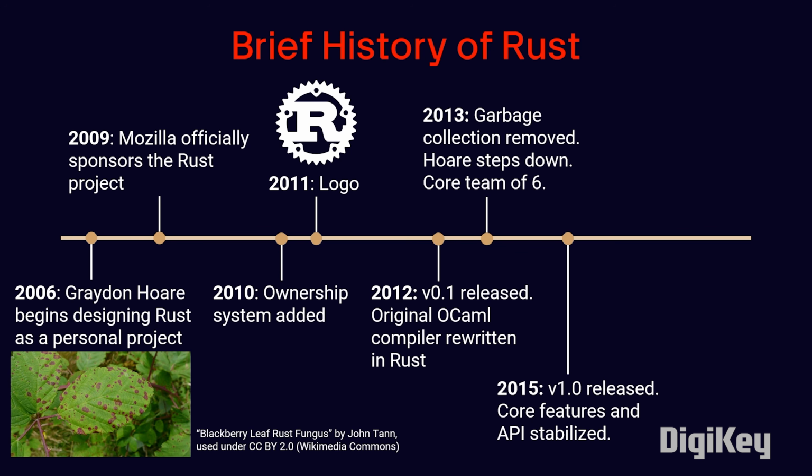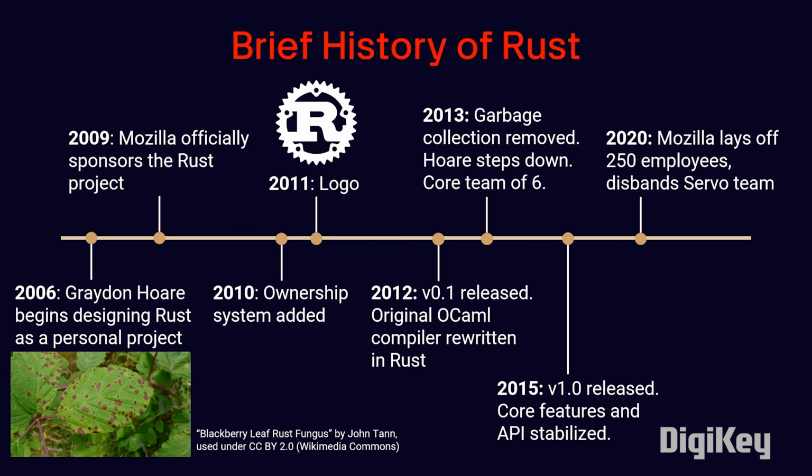Due to the economic downturn from the COVID pandemic, Mozilla laid off some 250 employees and disbanded the team working on Servo. This was Mozilla's experimental browser engine written in Rust. This cast doubt on the future of Rust as a language.